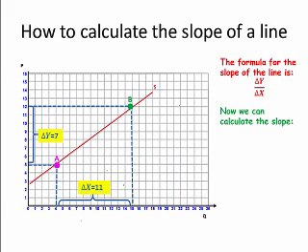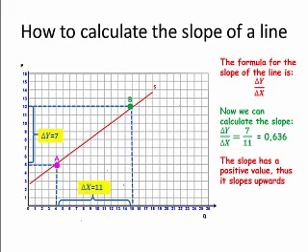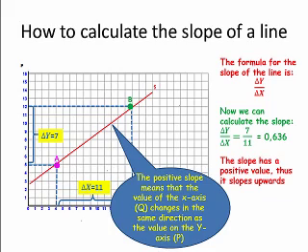Now we can calculate the slope. Change in y divided by change in x is equal to 7 divided by 11, which is equal to 0,636. The slope has a positive value, thus it slopes upwards. The positive slope means that the value on the x-axis, quantity, changes in the same direction as the value on the y-axis, the price.